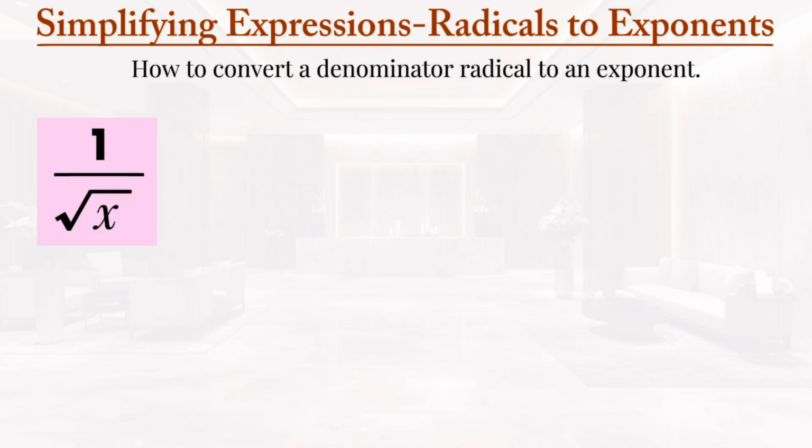Okay, now check this out. Here we have the radical as the denominator. What happens here? How do we convert that to an exponent?